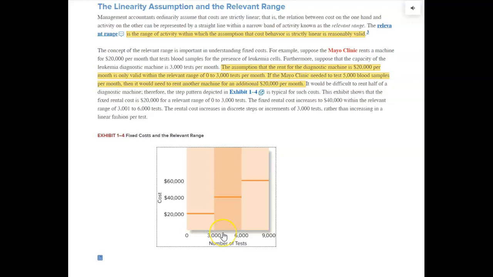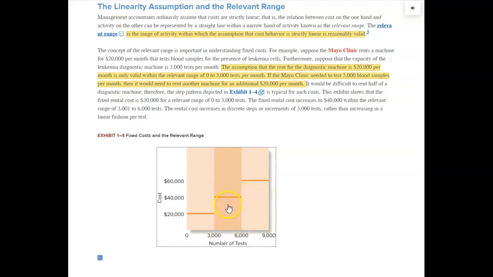They need to lease another machine. And so at 2 machines, here's the cost. Within this relevant range from 3,000 to 6,000, the total cost is $40,000. It was $20,000 under this range. Now jump up to another range, the cost higher, and if they have to go over 6,000 tests, they have to get another machine. Now they're paying $60,000 a month in rent.